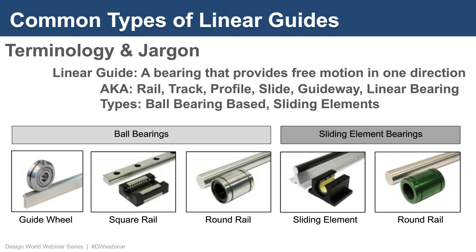other names that people might call them. They might be called a rail, a track, a profile. Some people call them a slide, maybe a guideway, or a linear bearing. You can see here different types. Most of them are ball bearing based, but there's also sliding element based. We're going to look at guide wheels in depth today, but there's also square rail, round rail, and also these sliding elements that can be on round rail or round shafting.